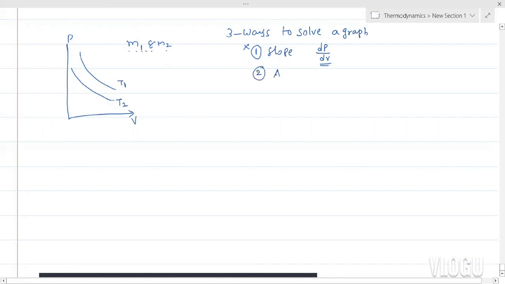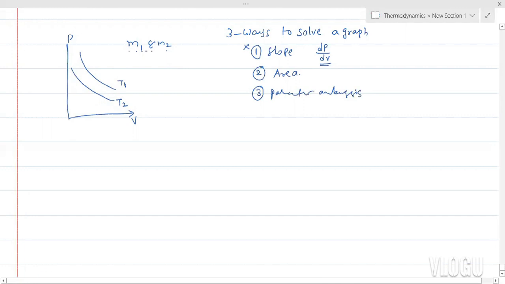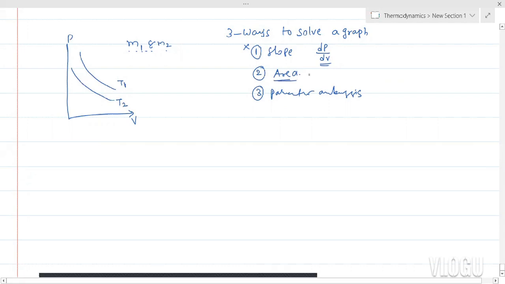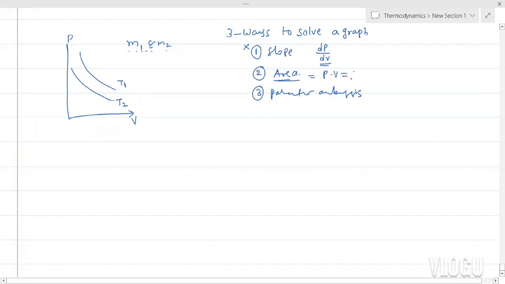Second one, we think of area. And the third one is parameter analysis. For every graph, it may be work versus energy, or motion in a straight line, or something else, we only have three ways. First we check the slope. Next we think of area. In a physics graph, area means y component times x component, that is P into V. That is equivalent to work done.